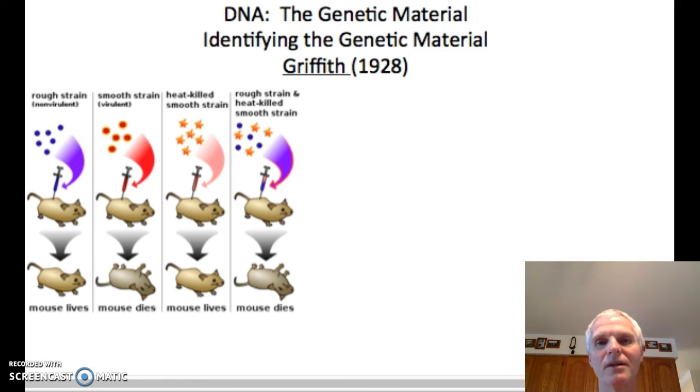So he concluded that somehow, even though the smooth strain bacteria had been killed by heat, they were giving their information to the rough strain bacteria, and he called this transformation. Again, DNA is all about information.